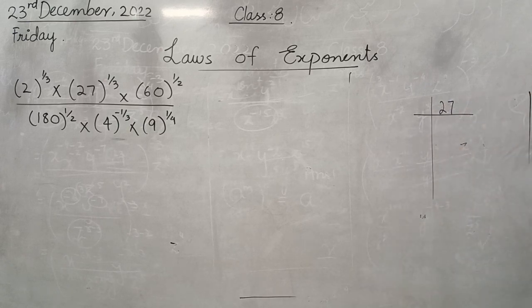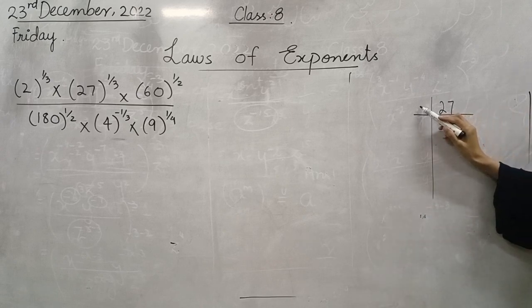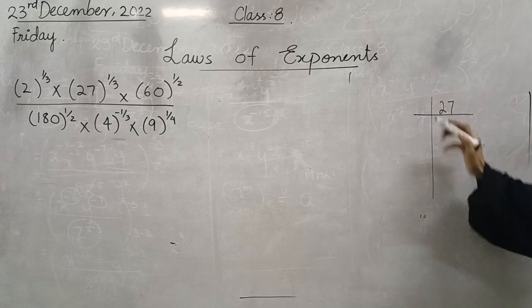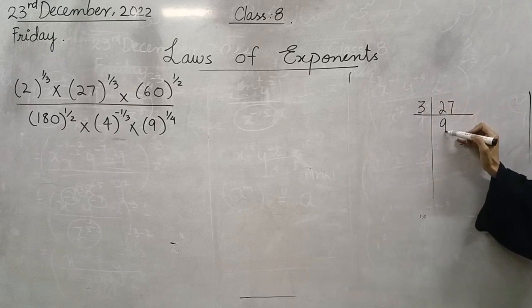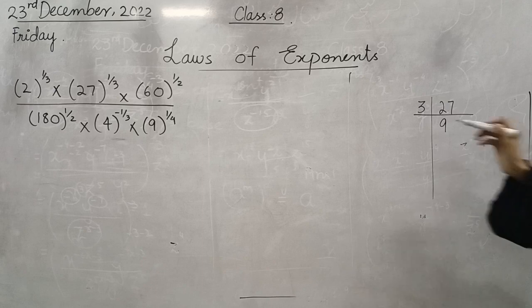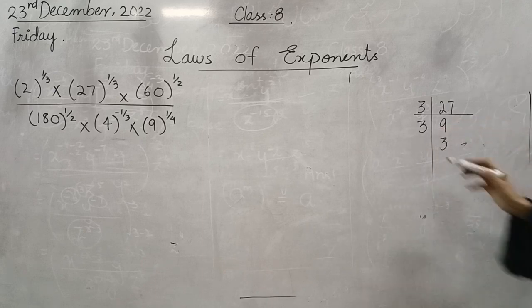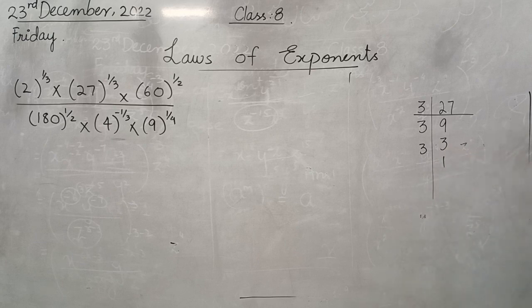First of all, we'll start always with the smallest number. Let's check with 2. 27 is an odd number, so we can't divide with 2. Let's move to 3. 3 9 times 27. Again 3 times 9. And 3 1 times 3. So the exponential form of 27 is 3 raised to power 3.